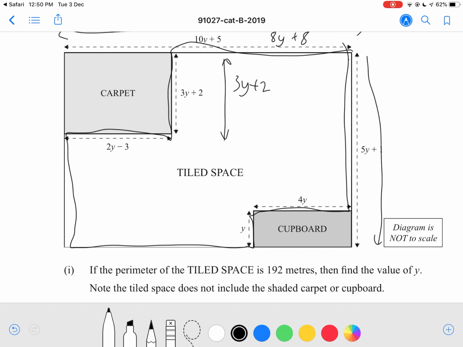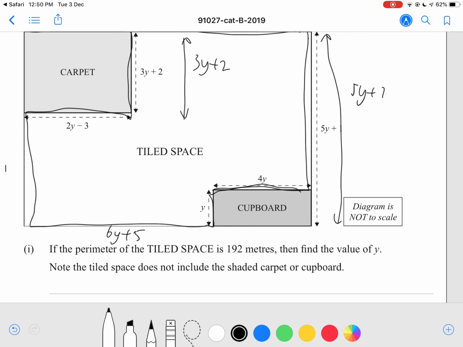And this whole length here is 5y plus 1, which means that this length here has to be 5y plus 1 minus 3y plus 2. And that gives us 2y minus 1. Okay, so this length is 4y, this big length is 10y plus 5, so this length has to be 6y plus 5. And same goes for here, this length has to be 5y plus 1 minus the y here, so this is 4y plus 1.